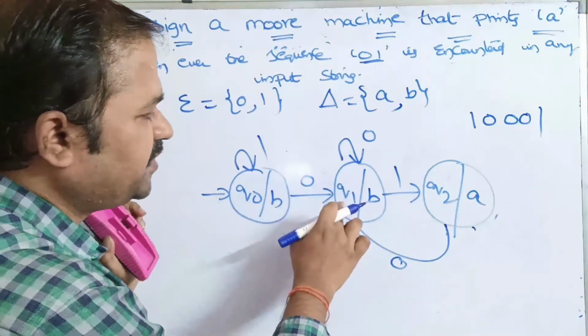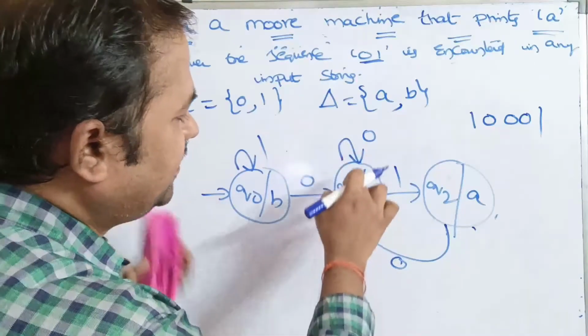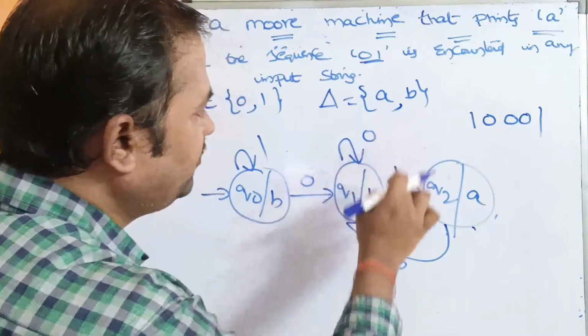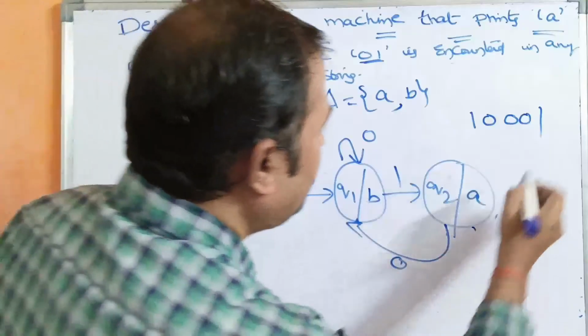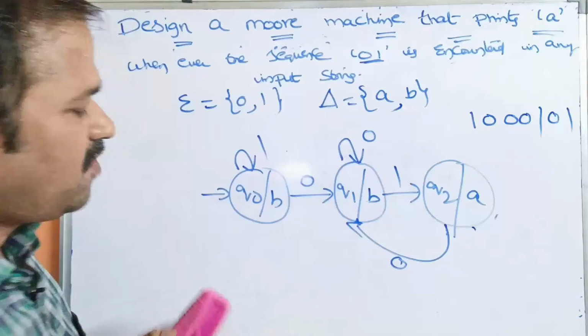On 0 we will move to Q1. Q1 on 0 means we will be at Q1 only. Next, again 0 means we will be here only, and 1 means we go to the next state. So after this let us have one more 0 1. So 0 means we will go to Q1, again we have 1.